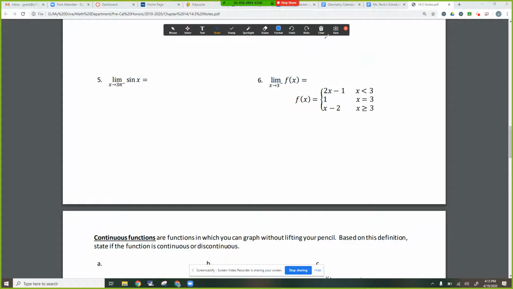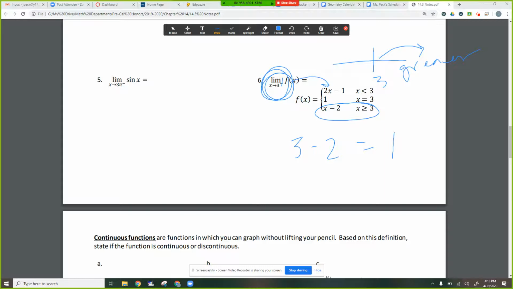But let's pretend this would have said the limit as x is approaching 3 from the right-hand side, if we made that a positive. Well, if we're thinking about numbers to the right of 3, that would be numbers greater than 3. So we would pick this one. We would say, for numbers greater than 3, 3 minus 2 gives us 1. Because this was originally a negative, we had to plug it in here. If we changed it to a positive, we would look here.